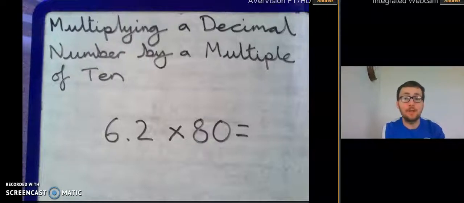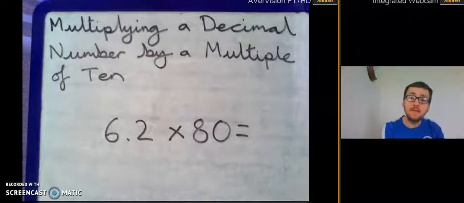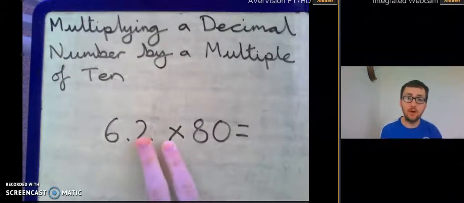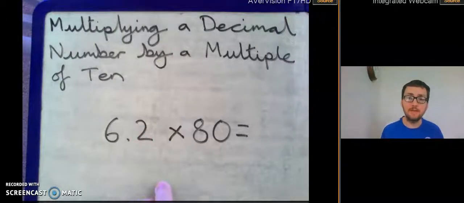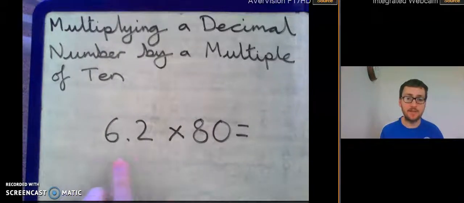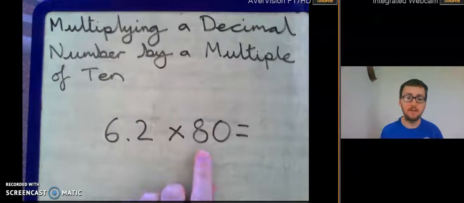In this lesson we're going to look at multiplying a decimal number by a multiple of 10. There's an example question here on the whiteboard. We have 6.2 multiplied by 80. So we have ones and tenths in this number, and we have a multiple of 10 over here.